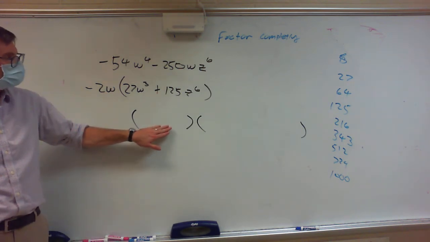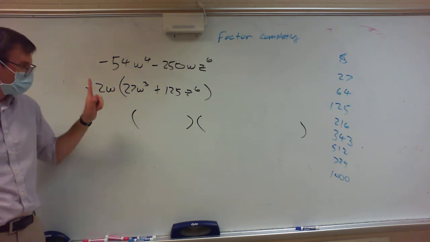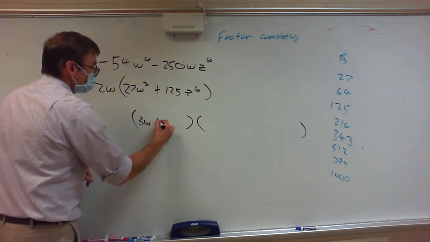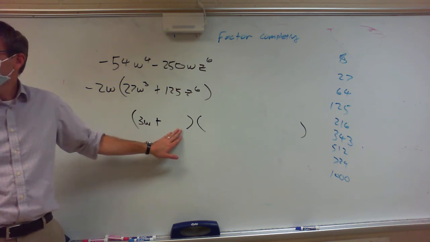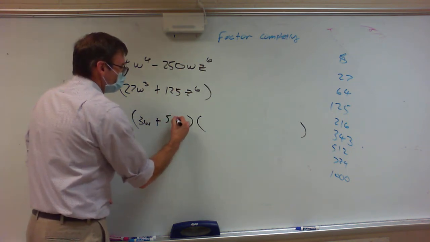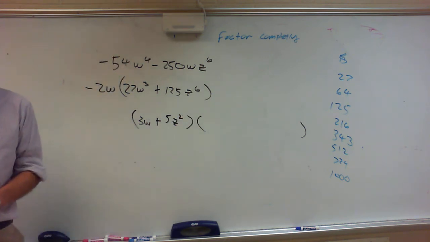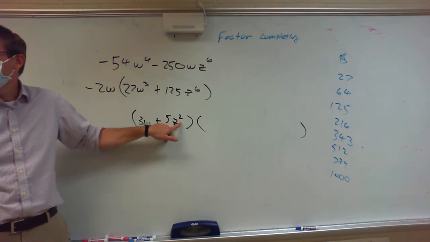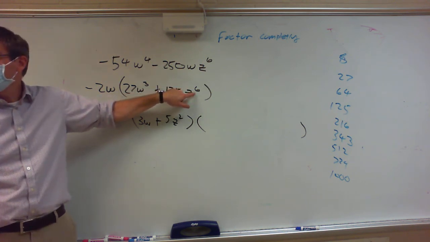So let's drop the cubes. What's going to go here? 3w. Everybody okay with 3w? So that's going to give me a 3w and a plus. What's going to go here? 5z to the second. Everybody understand why that was z squared? Because if I take z squared cubed, that gives me z to the 6.